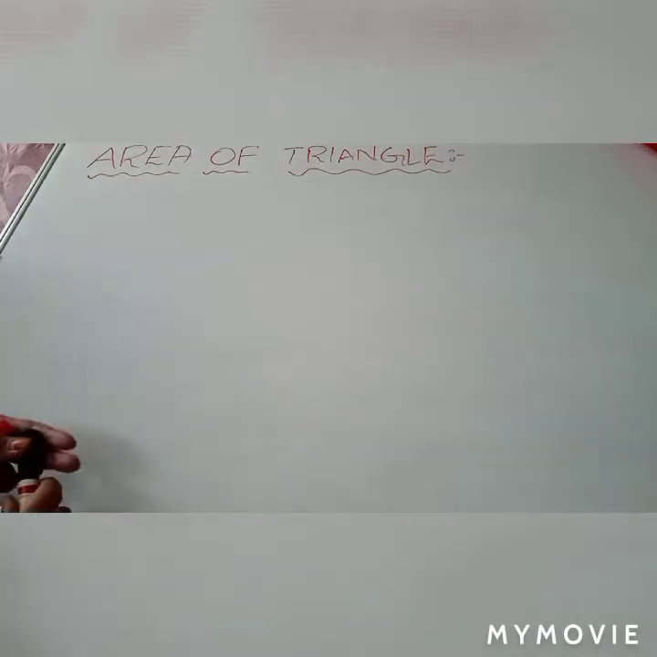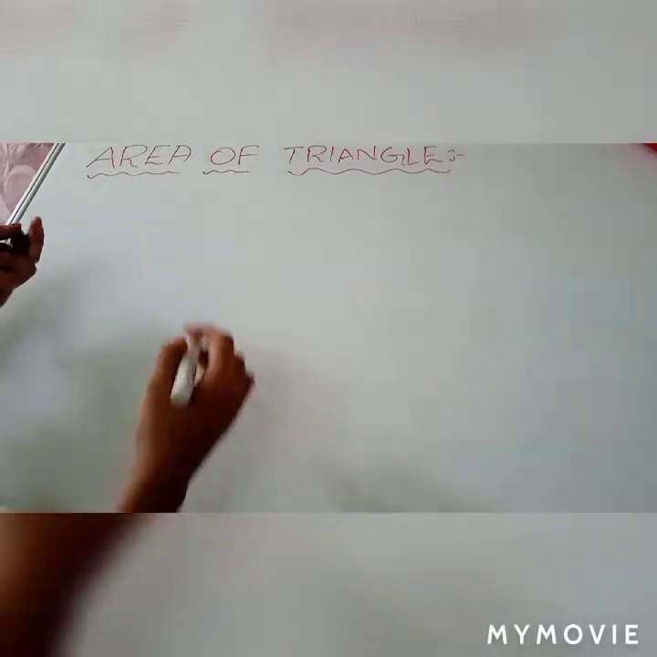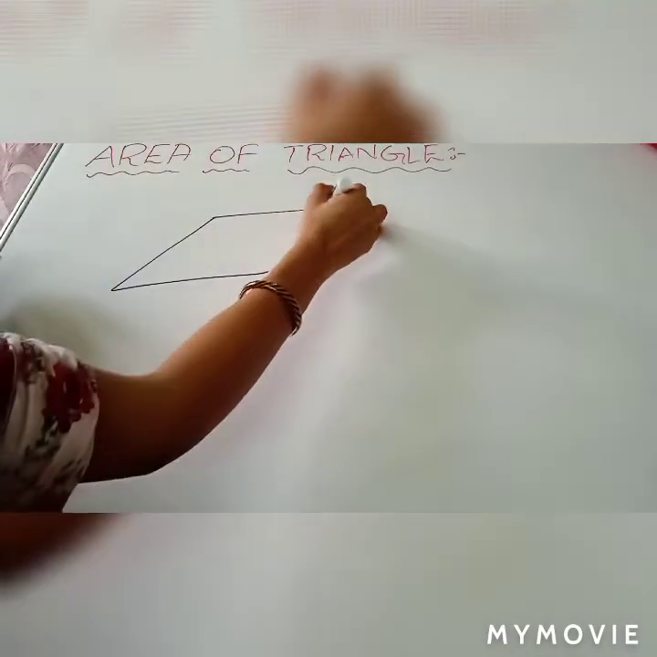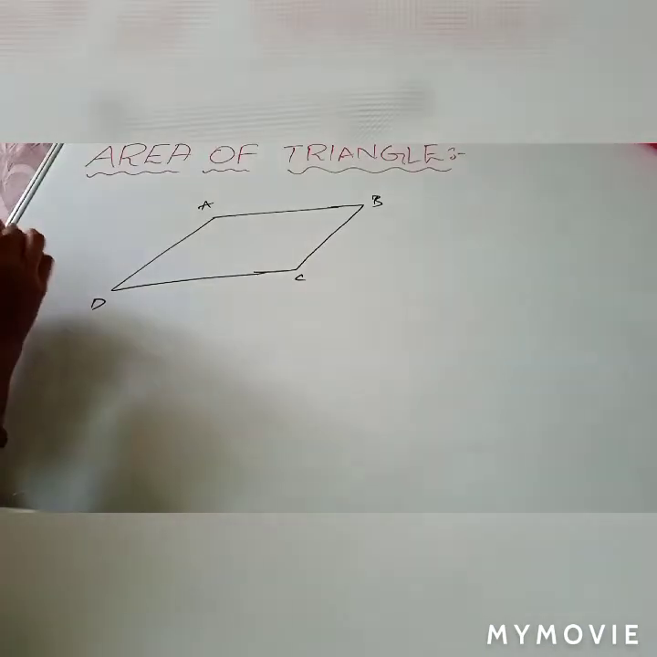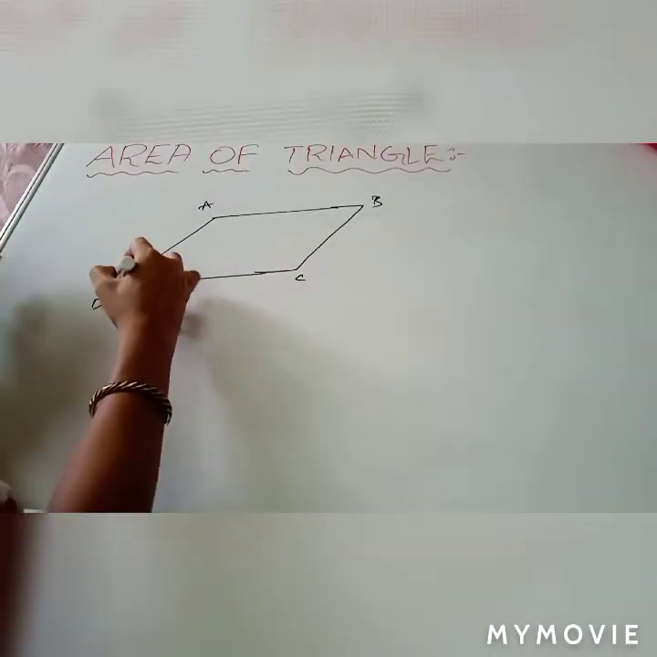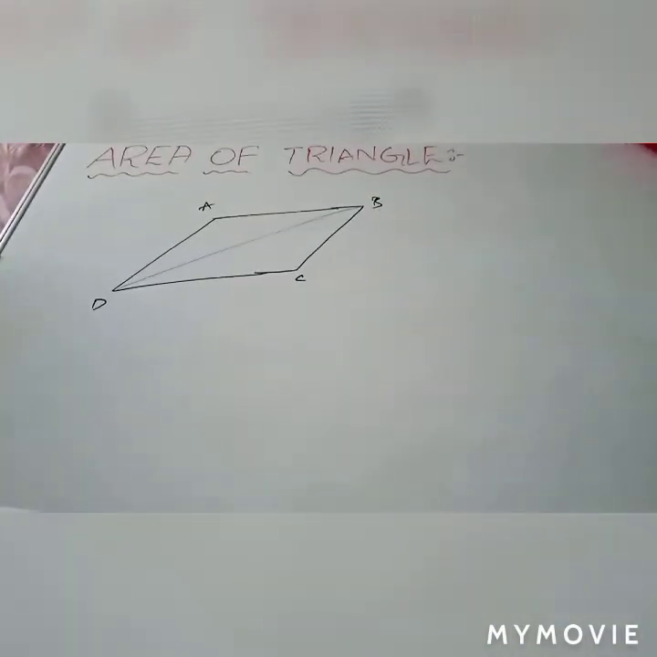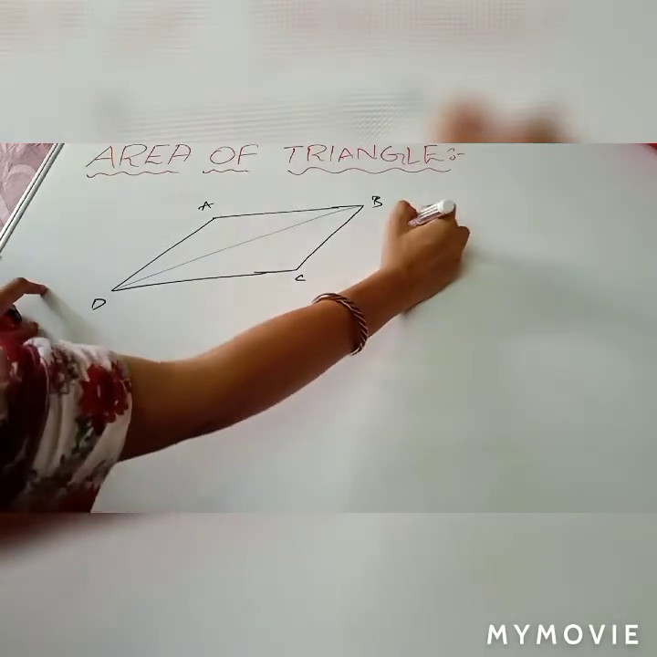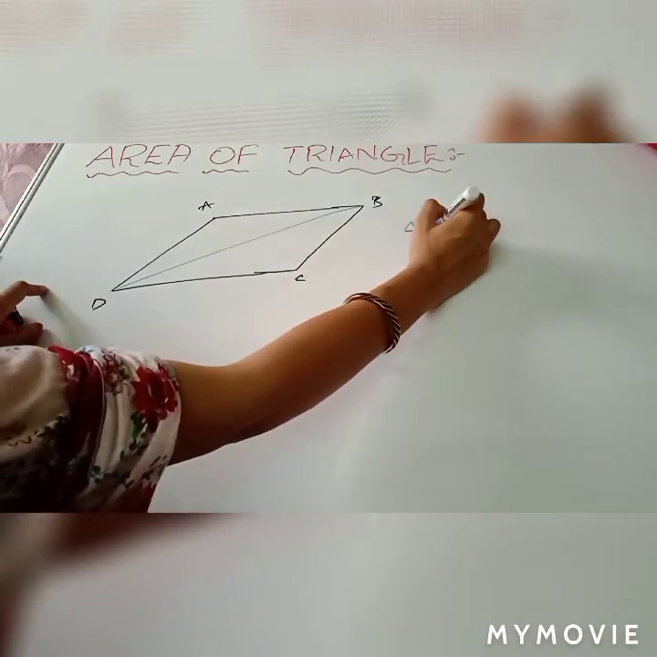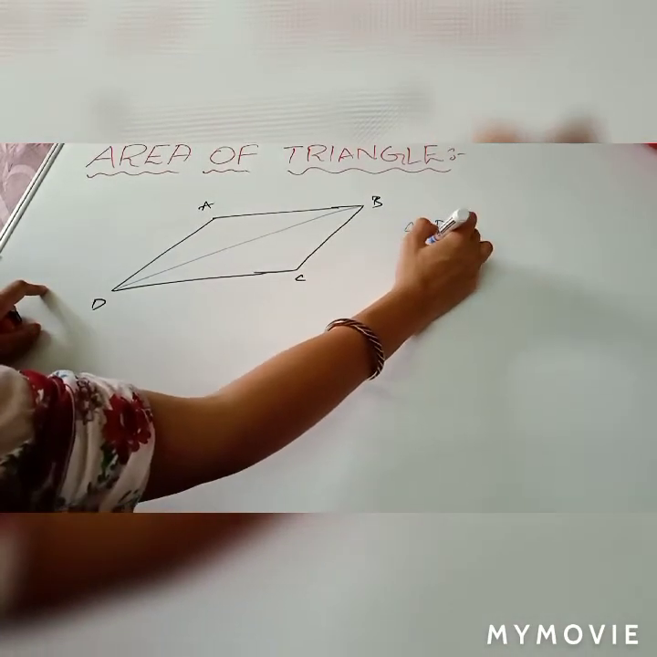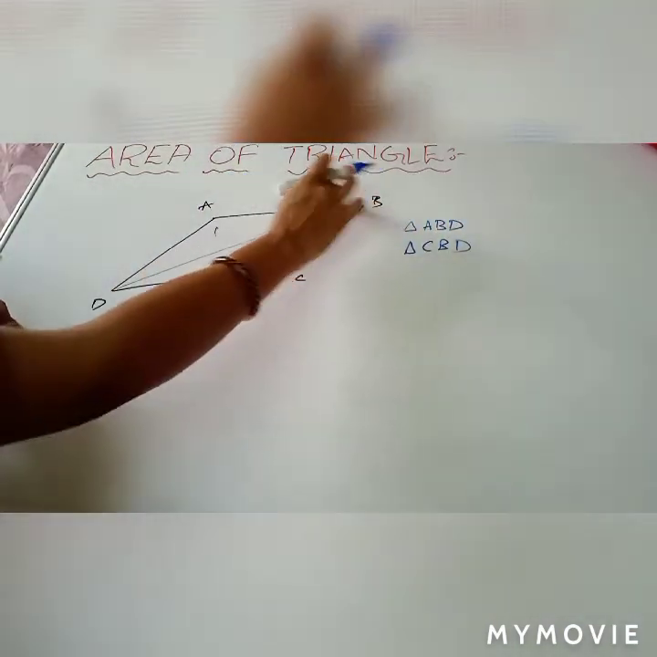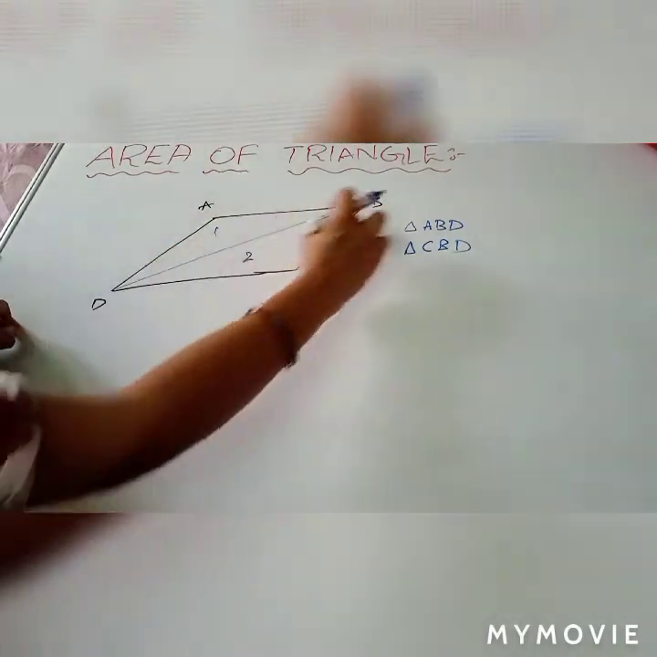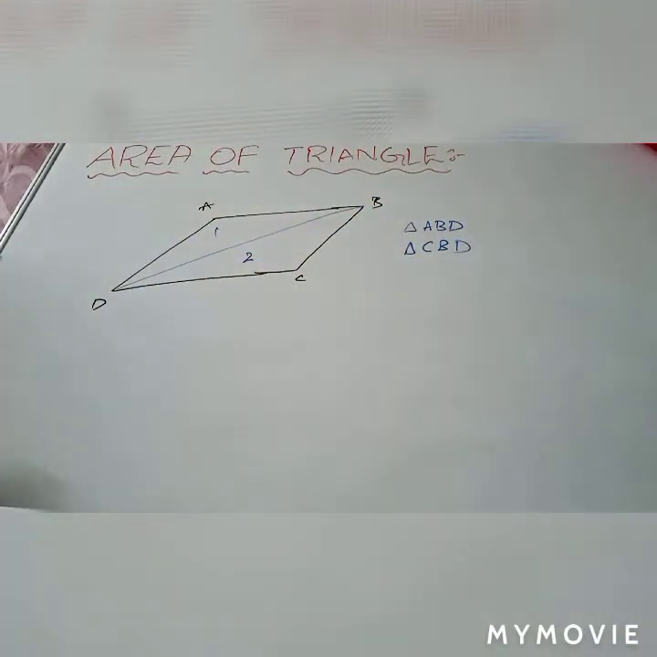We need to find the area of this triangle. To find area of a triangle, we need to draw a parallelogram figure. This is the parallelogram with vertices A, B, C, D, and from D we can draw a diagonal line towards B. Now see here, it forms 2 triangles, triangle ABD and triangle CBD.